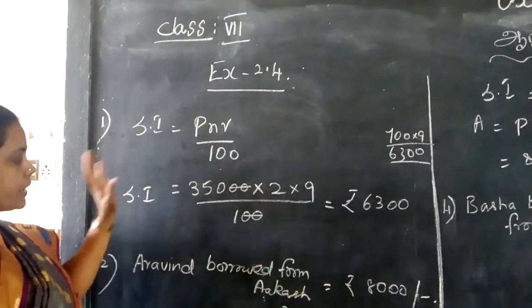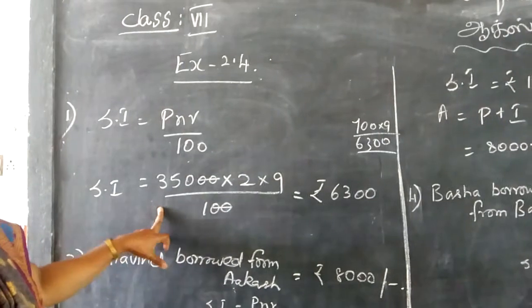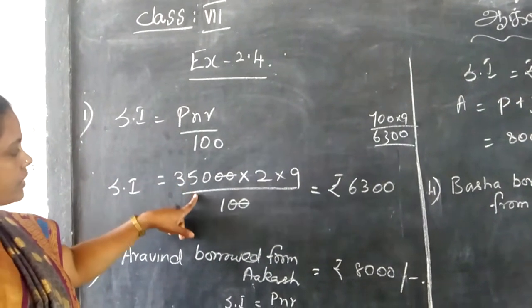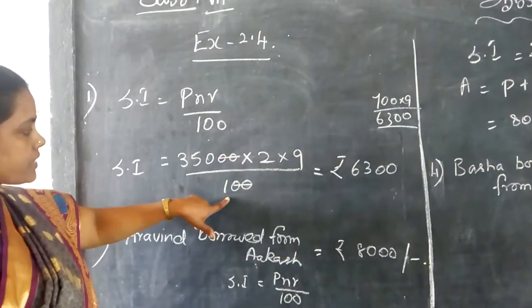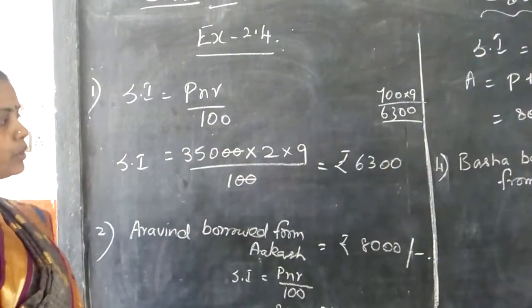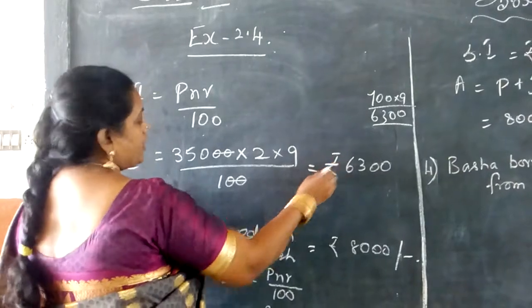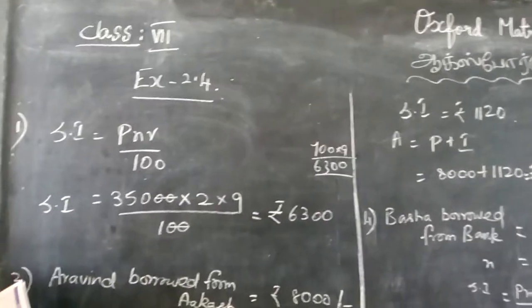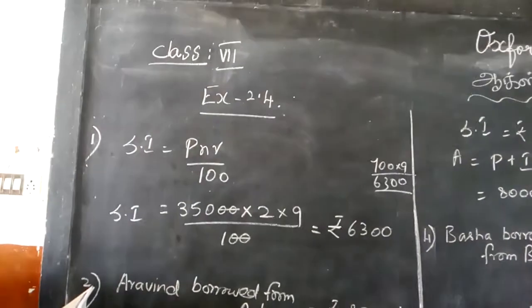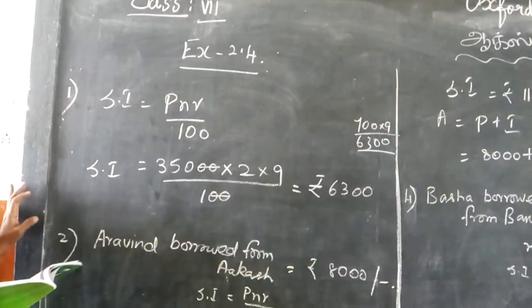So the values which have been given to us, we just substitute over here. We get 35,000 into 2 into 9 by 100. We can cancel this by multiplying and get the value rupees 6,300, which is the simple interest for the first question.